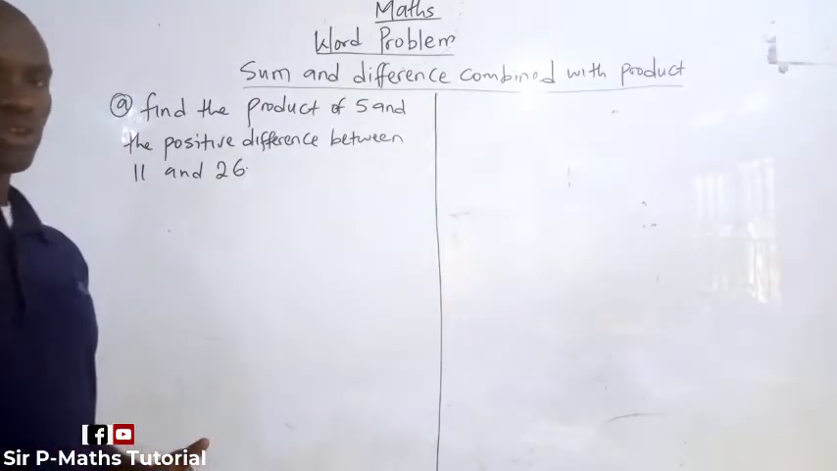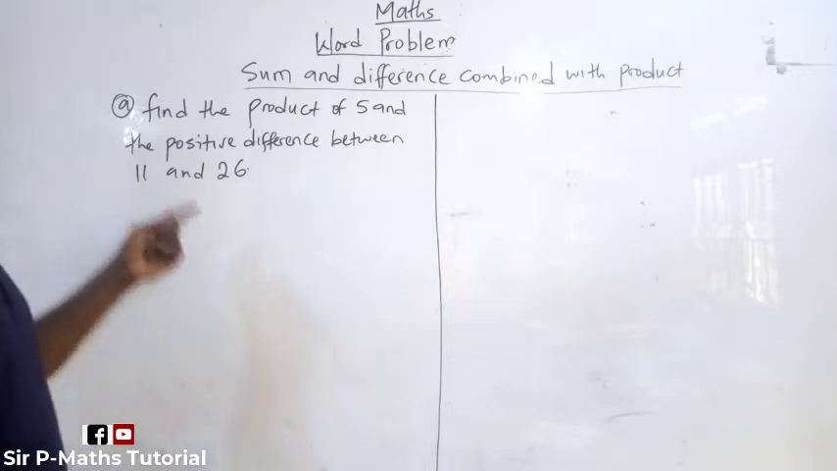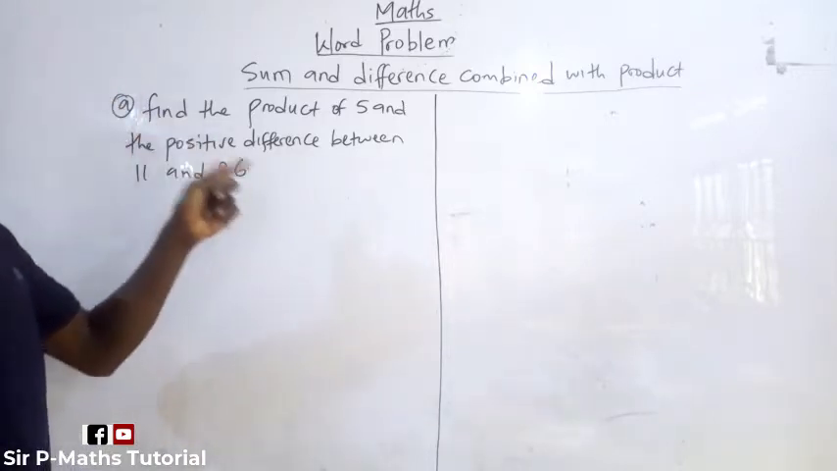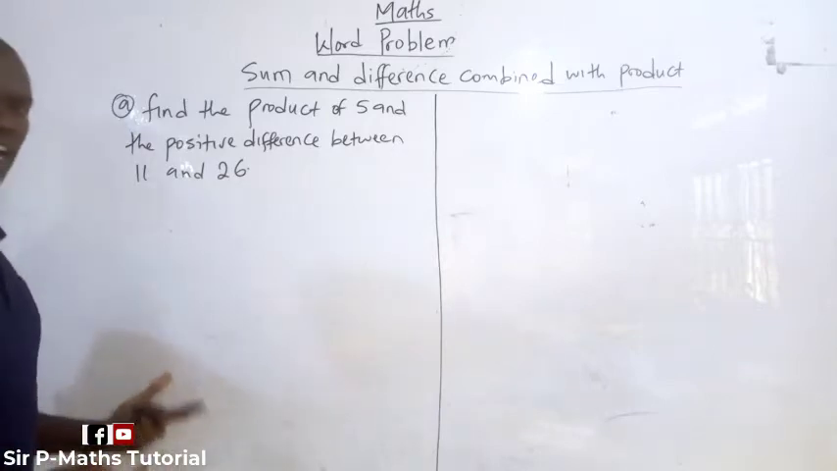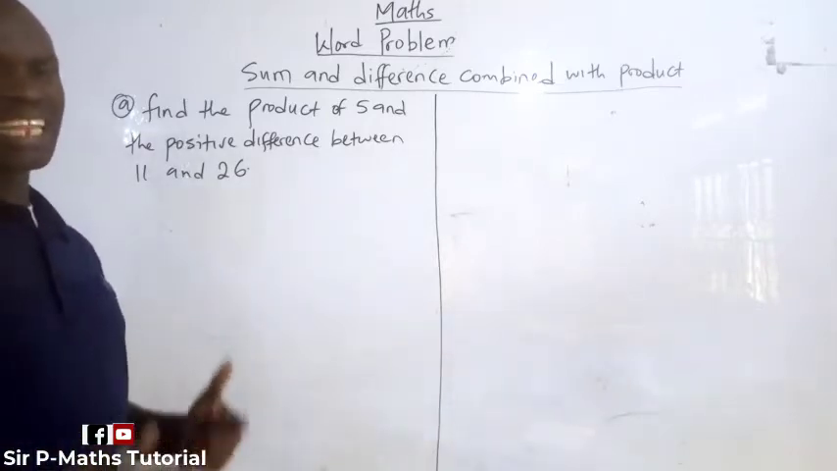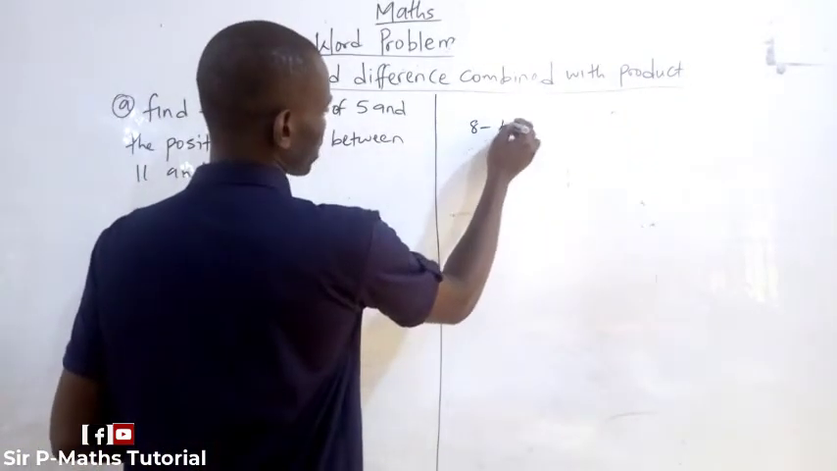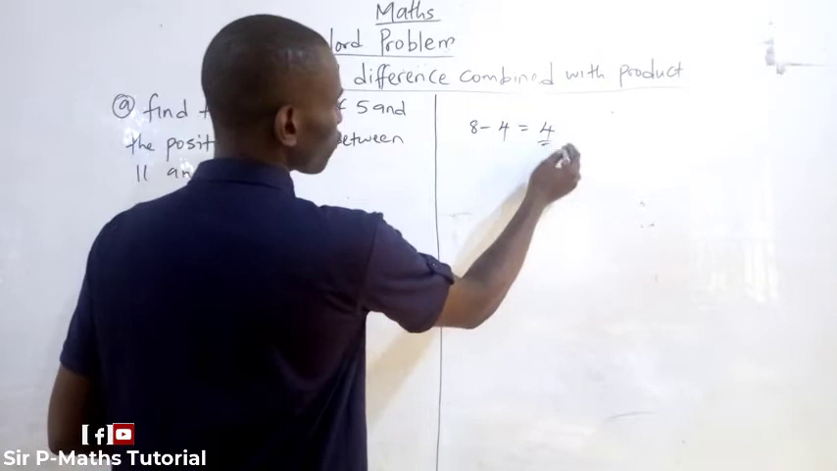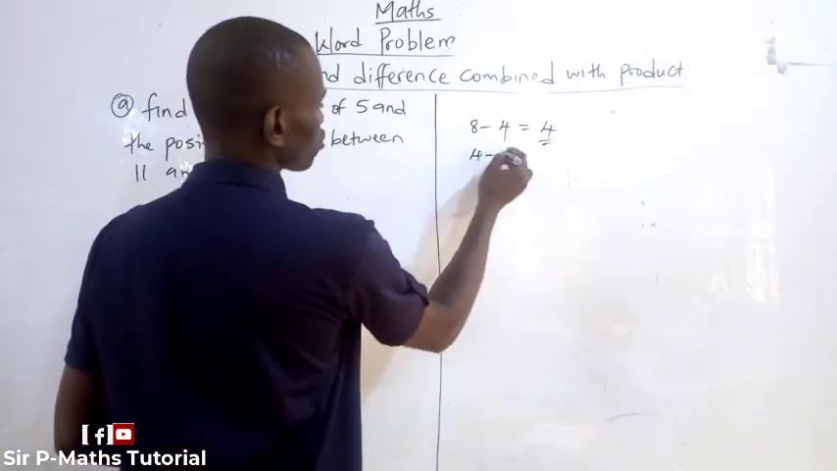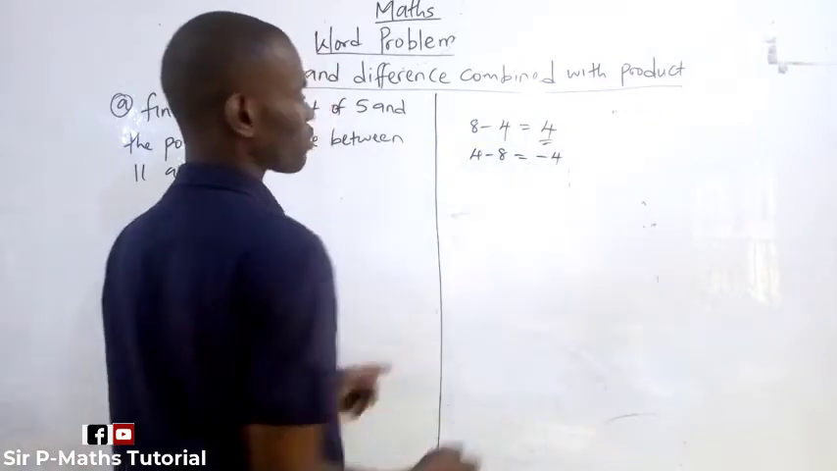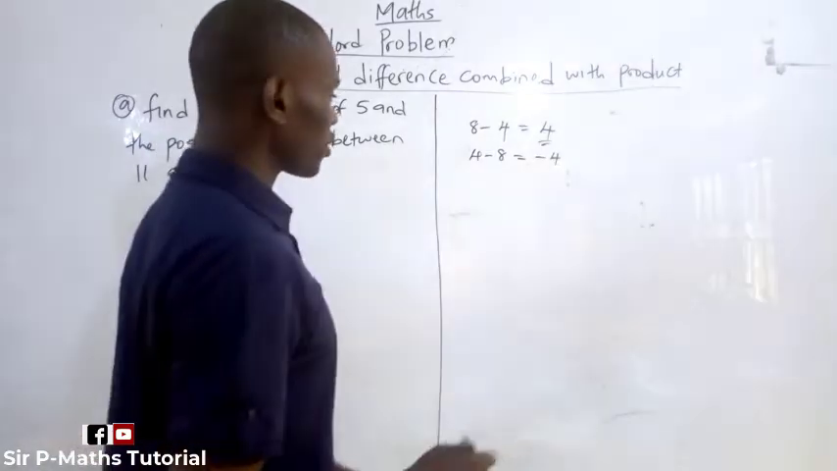Let's look at the combination of sum, difference, and product. We have a problem here. Find the product of 5 and the positive difference between 11 and 26. Now, we have what we call the positive difference and negative difference. If 8 subtract 4, I will have 4. So 4 is the positive difference between 8 and 4. But if 4 subtracts 8, I will have minus 4. Therefore, minus 4 is the negative difference between 4 and 8.